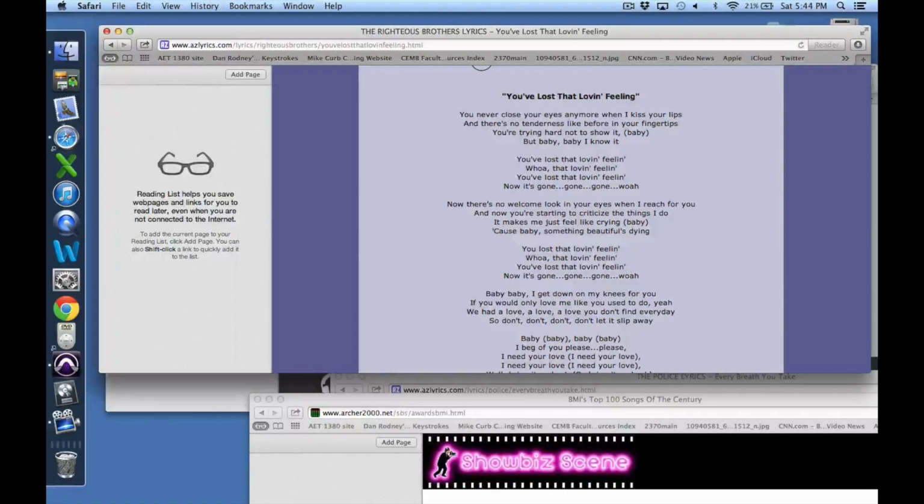Most of these songs are speaking to the listener in the second person, you. They're speaking right to the listener. It would have been just as easy for Phil Spector, Barry Mann, and Cynthia Weil to say, "We never close our eyes anymore," or "I never close my eyes anymore when I kiss your lips." But it doesn't. It says, "You never close your eyes anymore when I kiss your lips." Therefore, you're engaging the listener and pulling them in with that particular lyric.